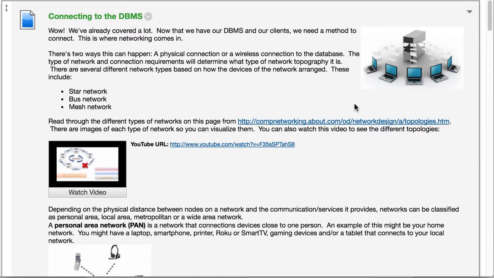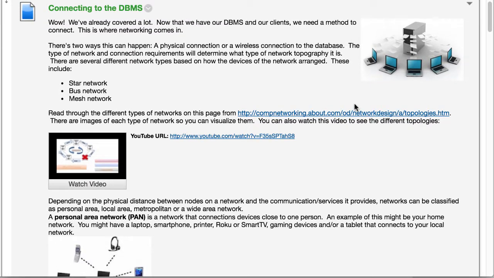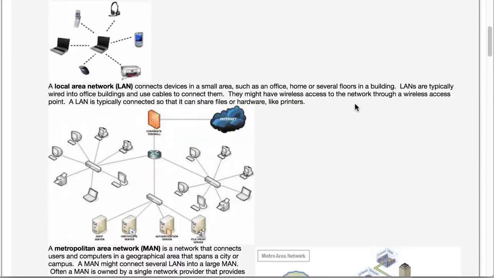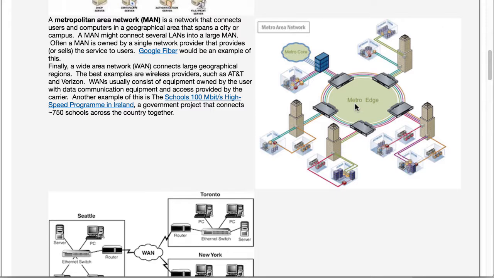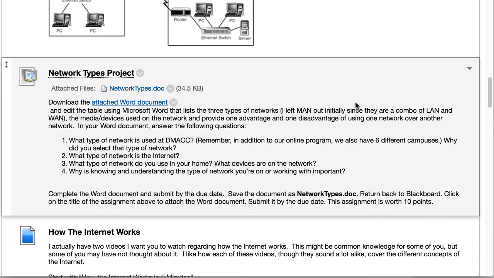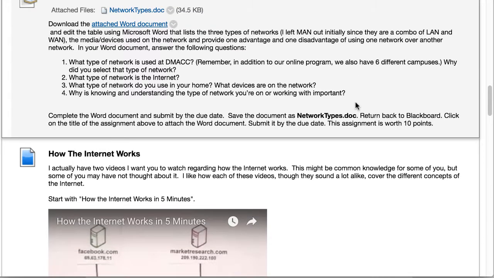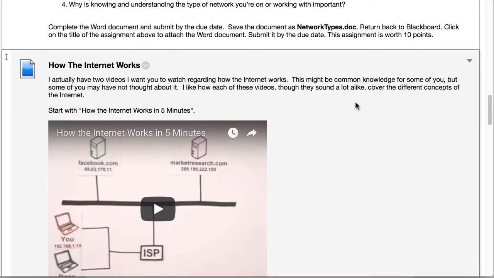Now we're ready to start looking at the connections to the database management system. We'll talk about the different types and how they're arranged and what all those terms mean. You may run across those out there inside the real world. I have a network type project where you'll take a look at the different types of networks and what kind they are and why it's important to know which kind they are.